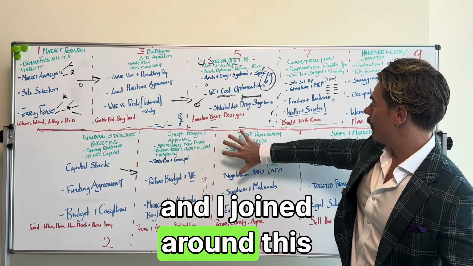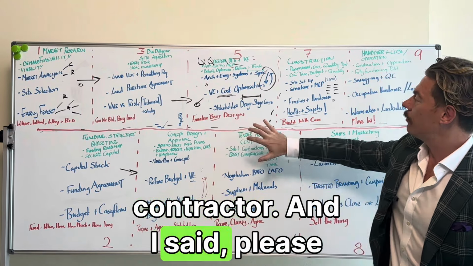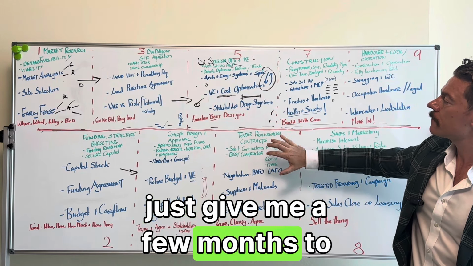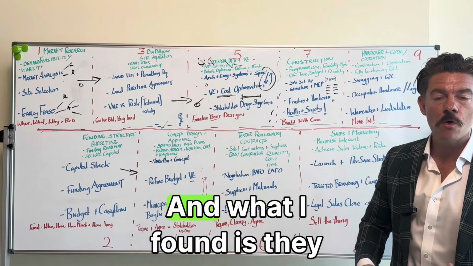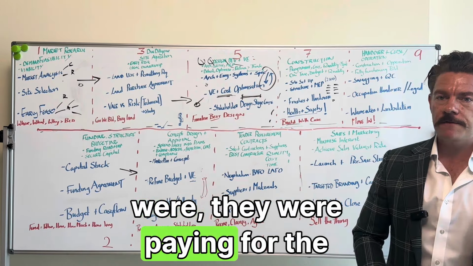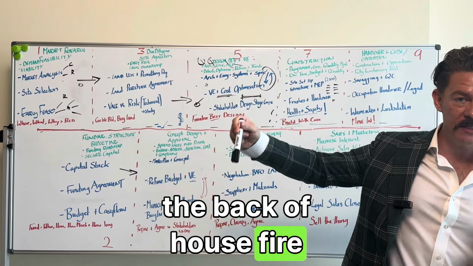And I joined around this stage here. And they were just about to appoint a main contractor. And I said, please just give me a few months to review the drawings, review the specifications. And what I've found is they were paying for the expensive Italian marble in the back of house fire escapes.